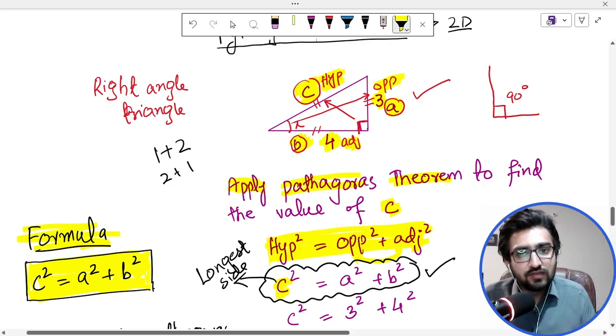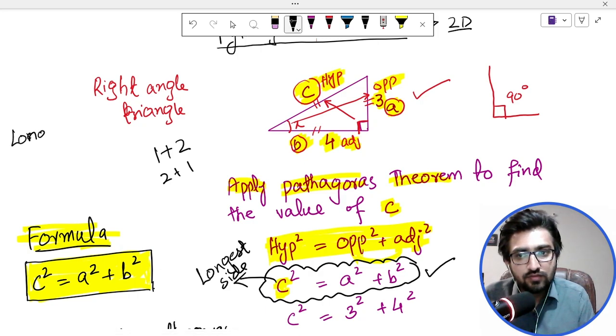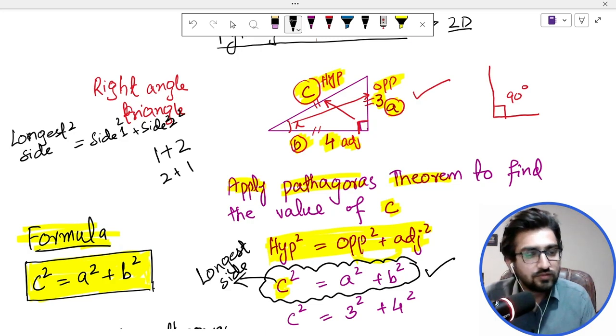So it means that just write longest side square equal side 1 square plus side 2 square, right? So you just need to write the longest side with a square, equal that to a square plus b square, which is the other side.